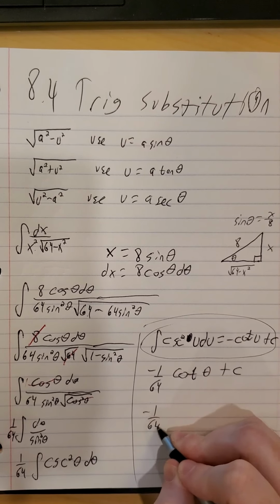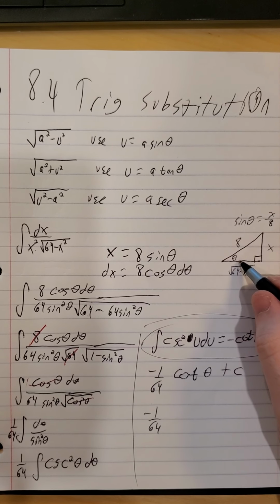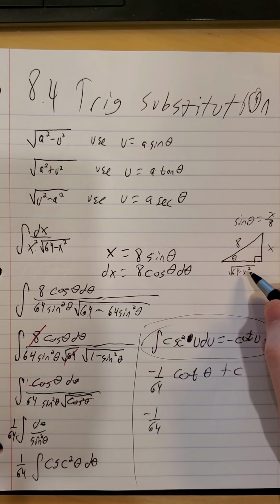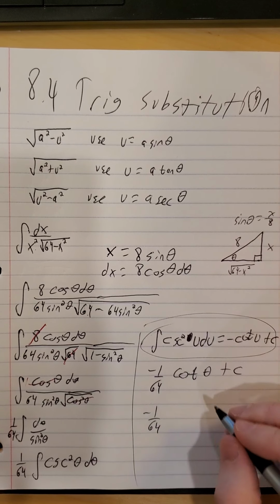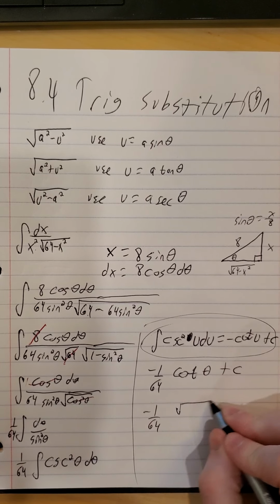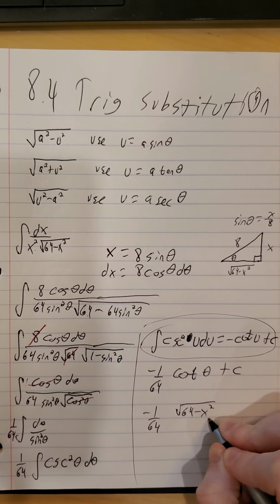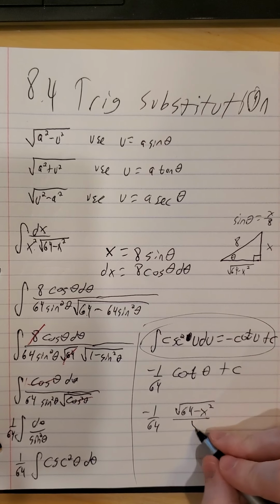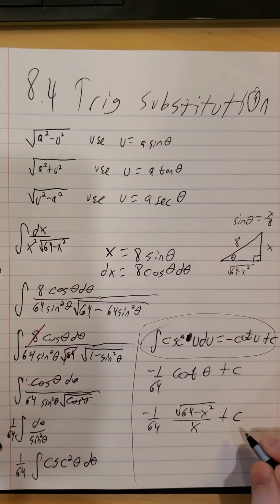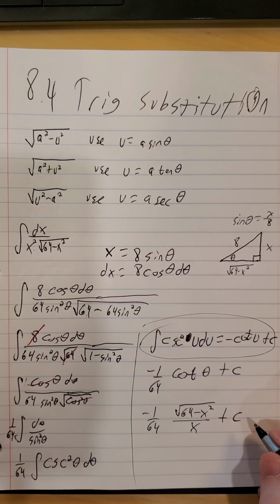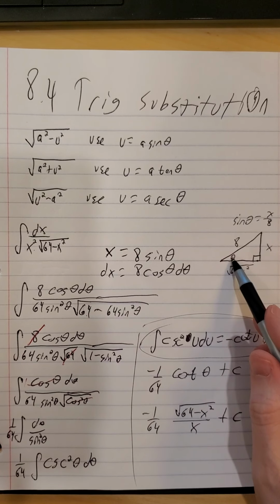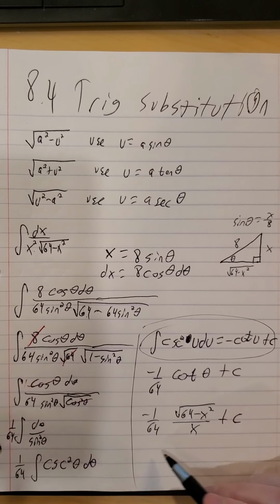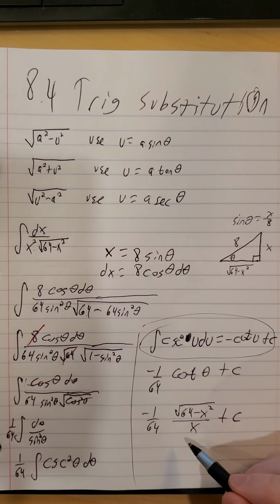So negative 1/64. Cotangent of theta is cosine over sine, which will simplify then to adjacent over opposite. So root 64 minus x squared over opposite end is x, and then we have our plus c. So you can just use your drawing to get the cotangent back into the original variable x.